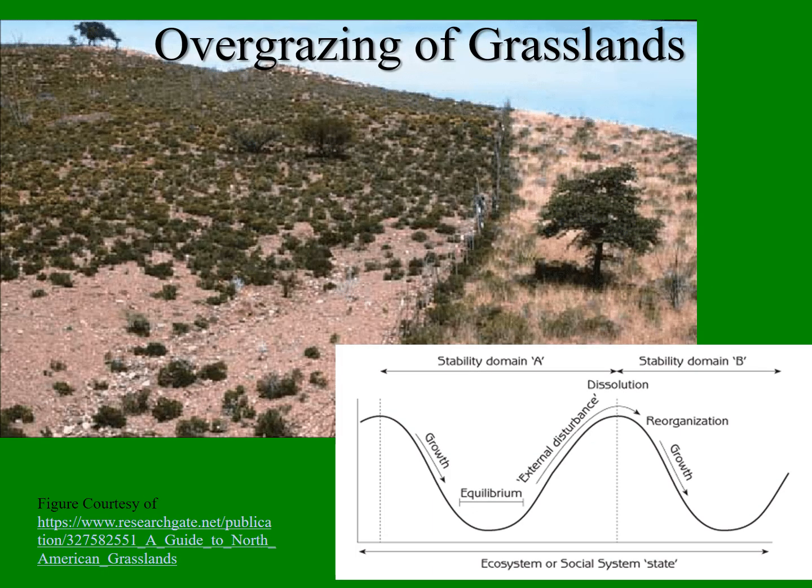Overgrazing of grasslands would be another. On the right-hand side is a normal grassland for this area. If you bring in too many cattle and you overgraze the land, it removes the grassland, it erodes the topsoil, and you have the situation that you see on the left. The only plants that survive are the ones that are resistant to grazers, and you've shifted it from one stability domain to another.